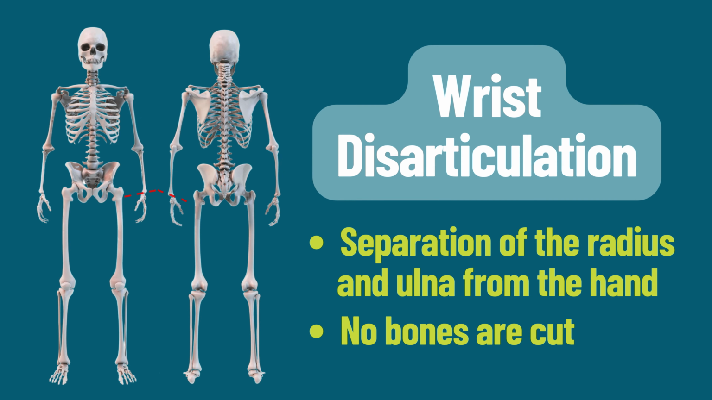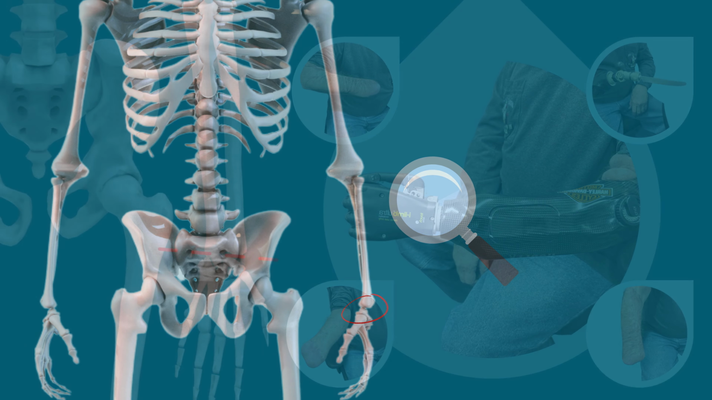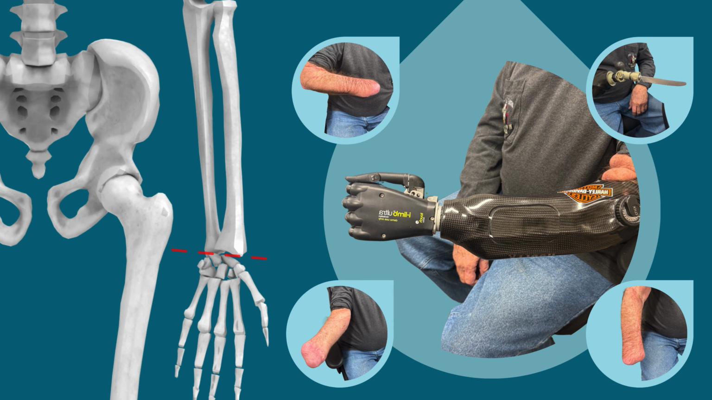A wrist disarticulation involves the separation of the radius and the ulna from the hand. Because it's a disarticulation, no bones are cut. A wrist disarticulation occurs at the distal radio-ulnar joint. Due to the full forearm length being preserved, pronation and supination remain possible, but wrist flexion and extension are lost.